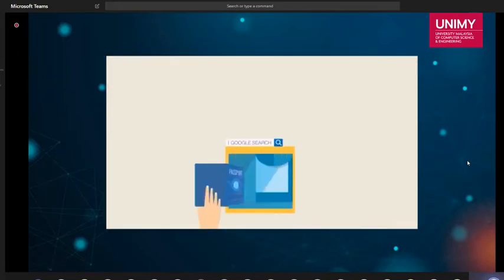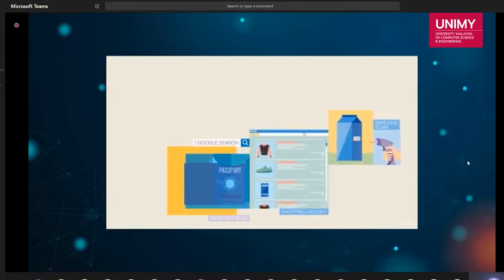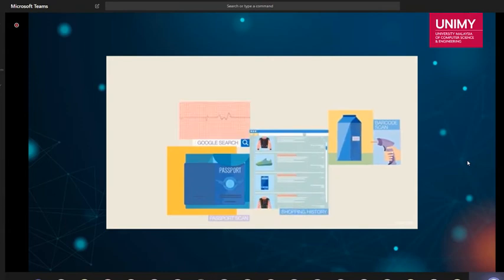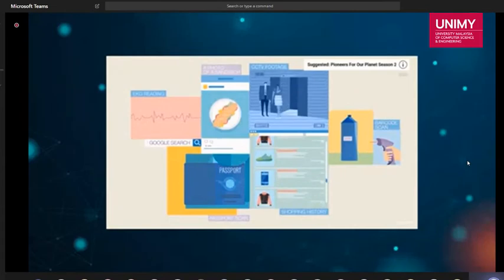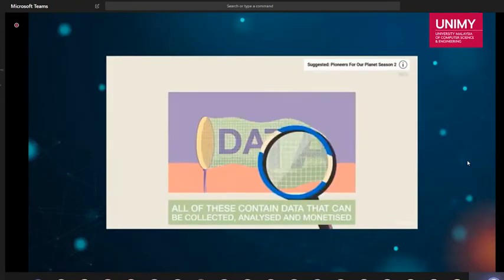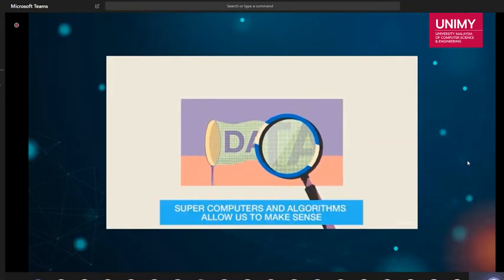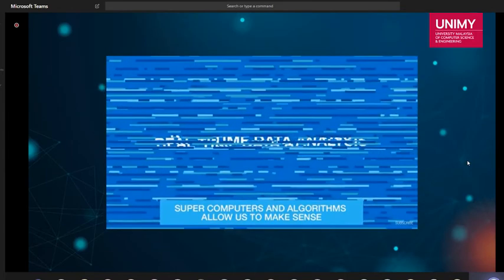A Google search, a passport scan, a barcode reading in a supermarket, your online shopping history, an EKG reading, CCTV footage, a photo of a sandwich, a voice message, a tweet. All of these contain data that can be collected, analyzed, and monetized. Supercomputers and algorithms allow us to make sense of increasingly larger amounts of information in real time.